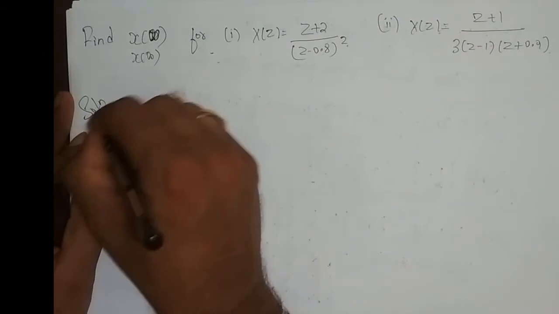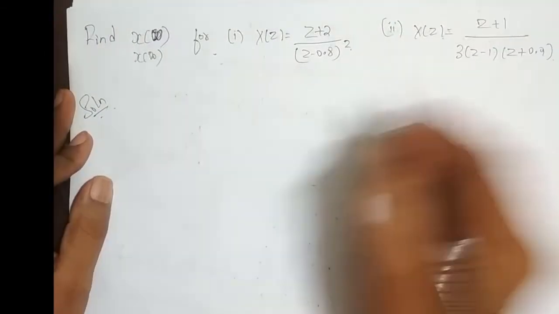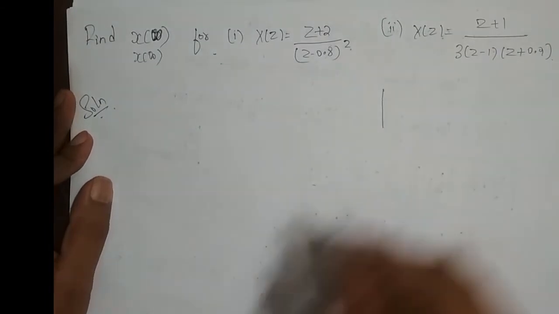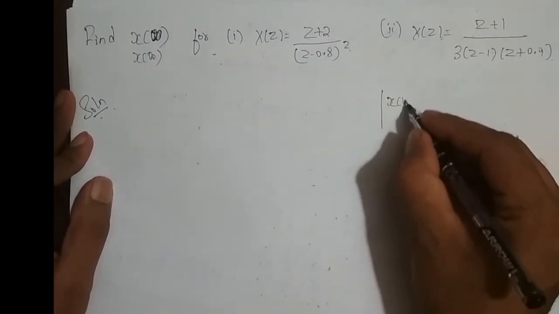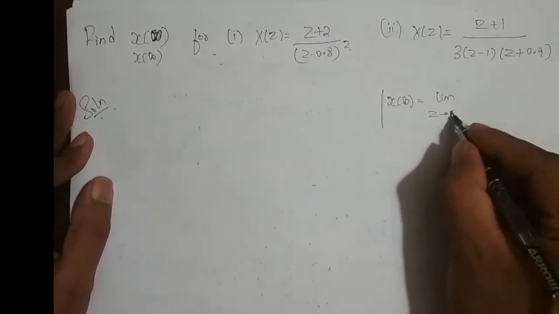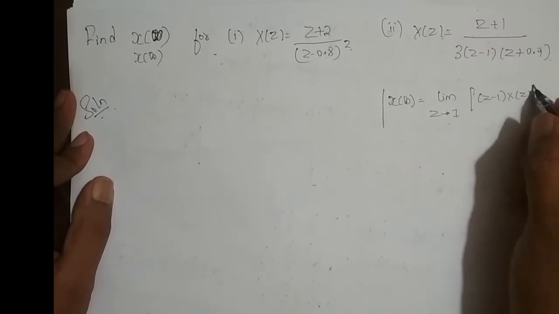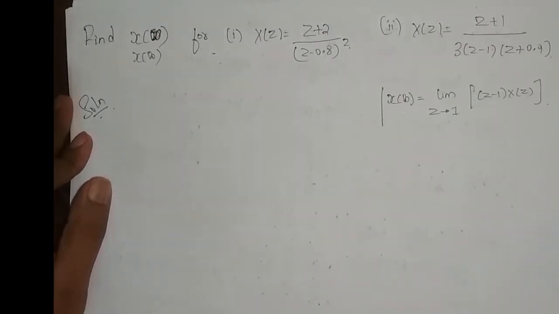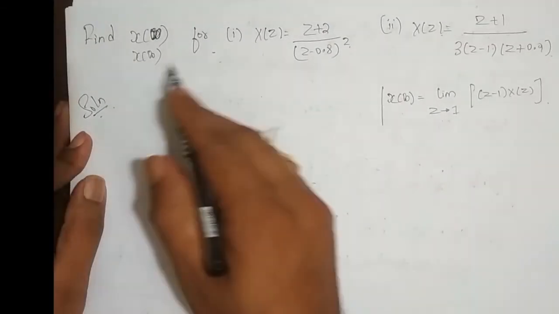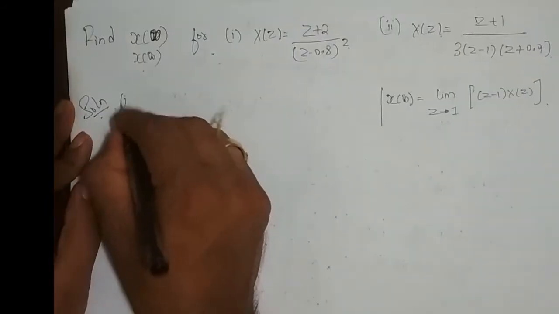Solution, we'll try to solve this. We have the final value theorem. I'll just give you the statement of the final value theorem. It is given by x of infinity is equal to limit z tends to 1 of z minus 1 times x of z. So this is the statement of the final value theorem which we are going to use here to find x of infinity.